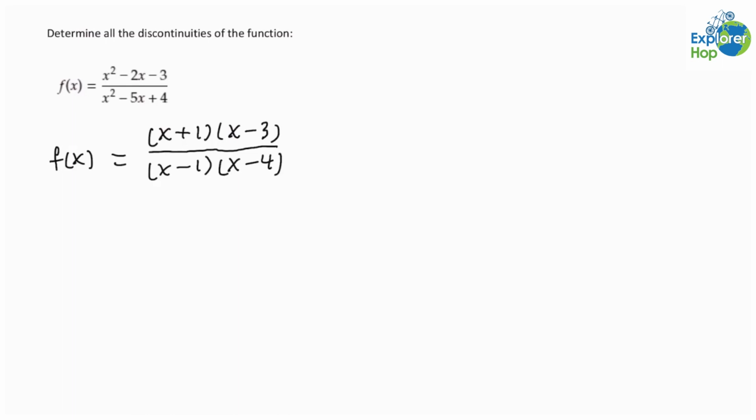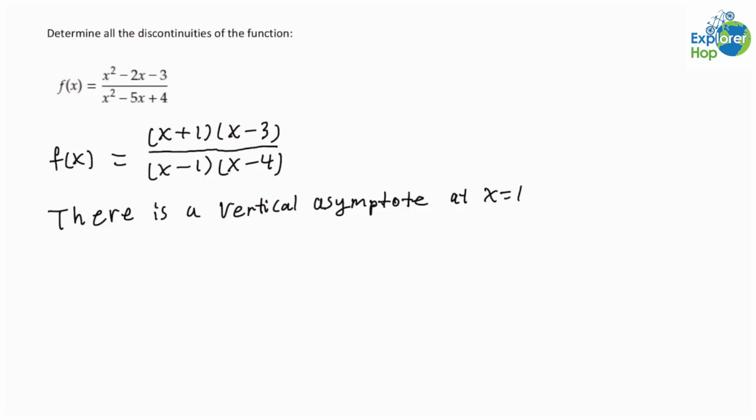Notice how we can't divide out any terms. This means that there are no removable discontinuities. So there is a vertical asymptote at x equals 1 and x equals 4.